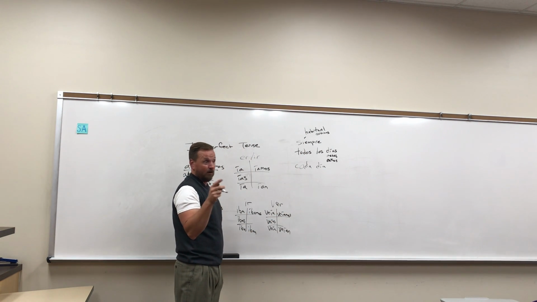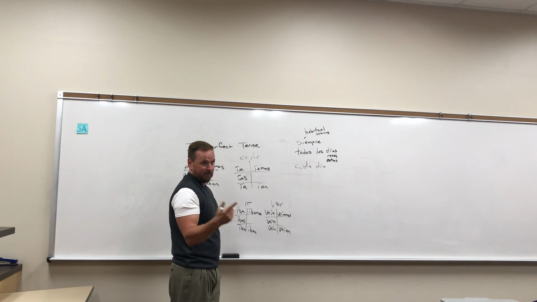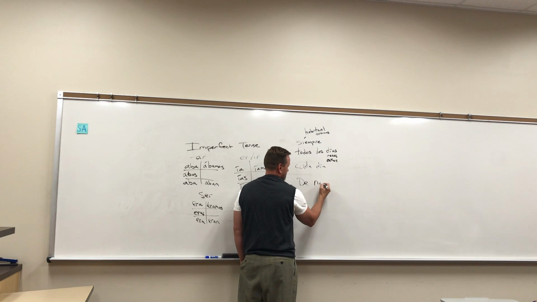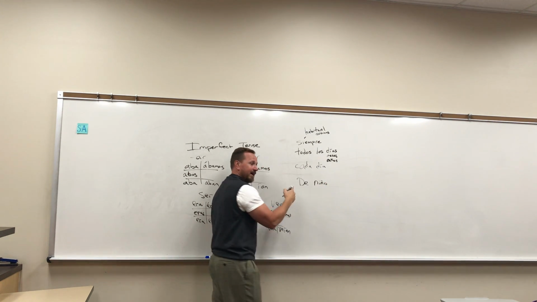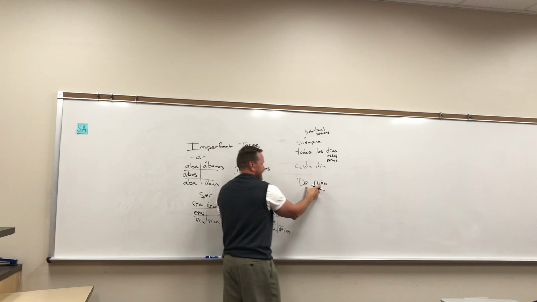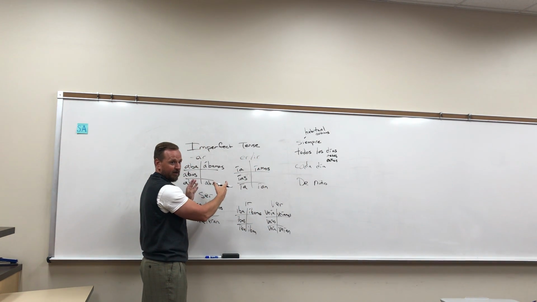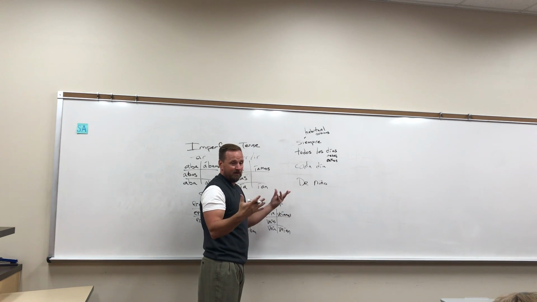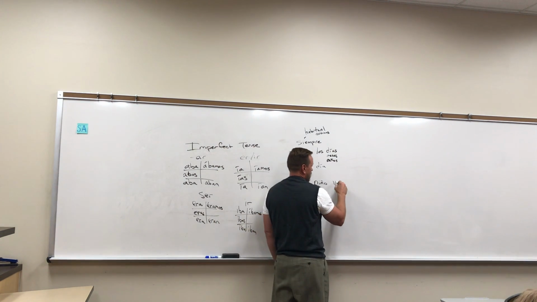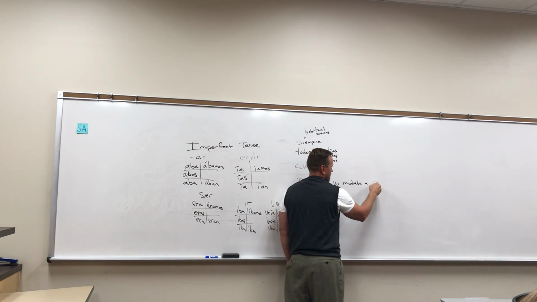Okay, this is another good one. De niño, as a child. If you said as a child I did this, you would use the imperfect tense to talk about it because you're saying at some point in the past this happened. So de niño yo montaba a caballo.